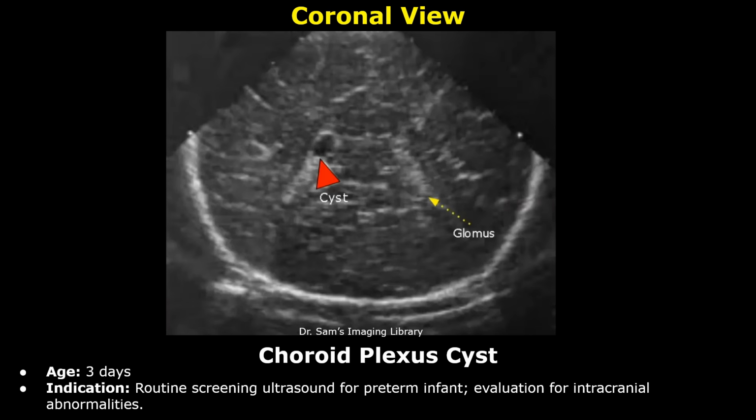Here is a report regarding a choroid plexus cyst. Age is 3 days. Indication: routine screening ultrasound for a preterm infant, evaluation for intracranial abnormalities.